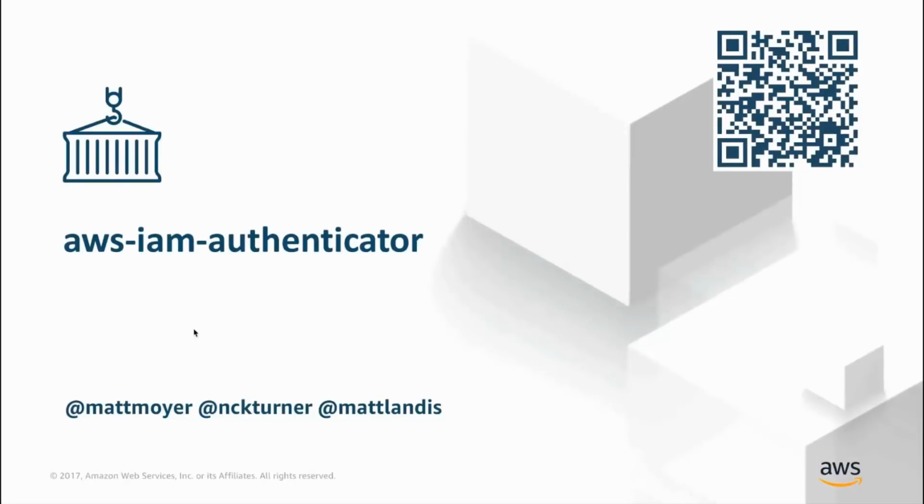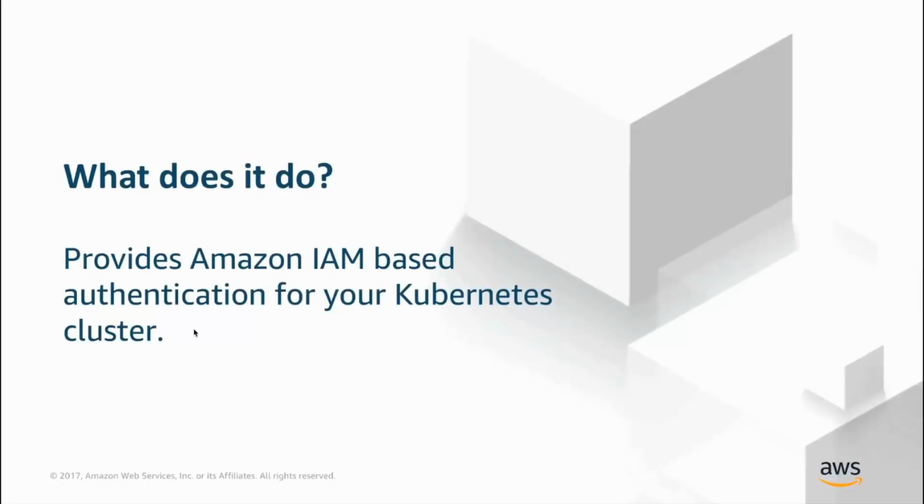The next project I want to talk about is the AWS IAM-authenticator. This project is maintained by Matt Moyer and Nick Turner and Matt Landis. If you want to view the actual project page, you can scan the QR code in the corner. So what does it do? The AWS IAM-authenticator provides Amazon-based authentication for your Kubernetes cluster.